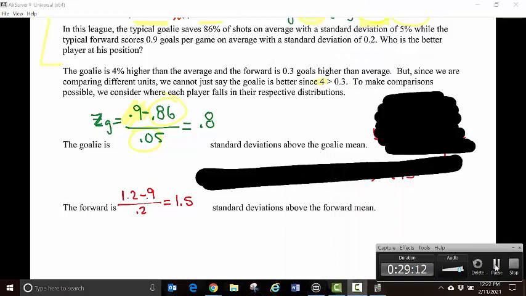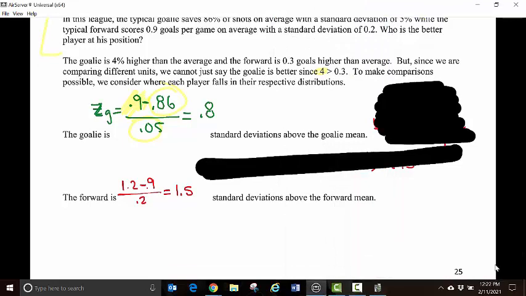Okay, so the idea then is, who would we want to hire? The goalie or the forward? Who's better than their peers? The forward. He's 1.5 standard deviations better than all the other forwards in the league. Well, this guy isn't that much better than the other forwards, just a little bit. Okay, so we'd want to hire the forward.